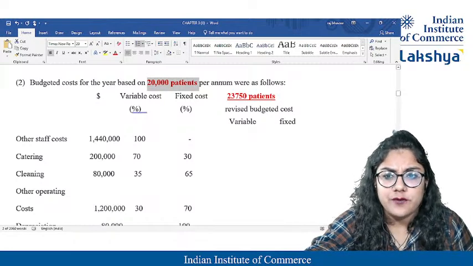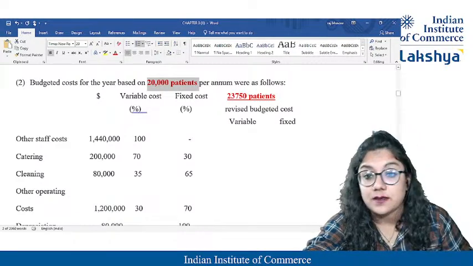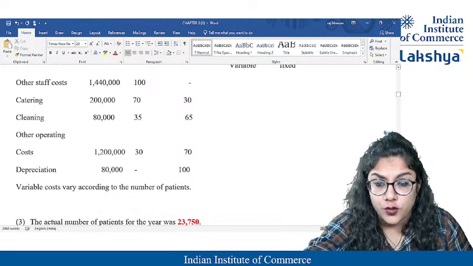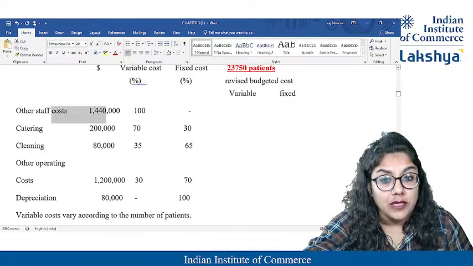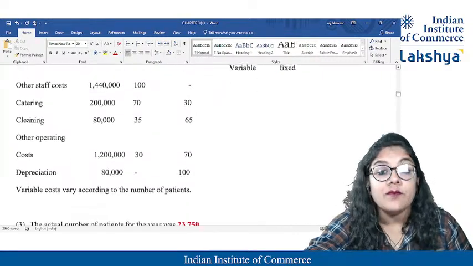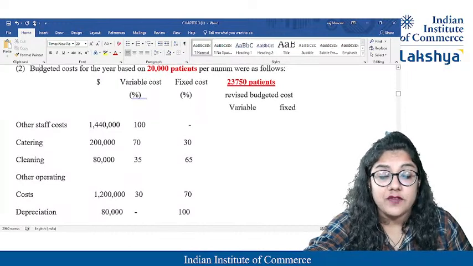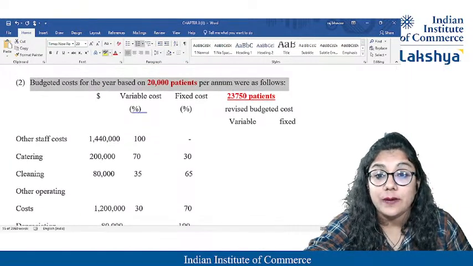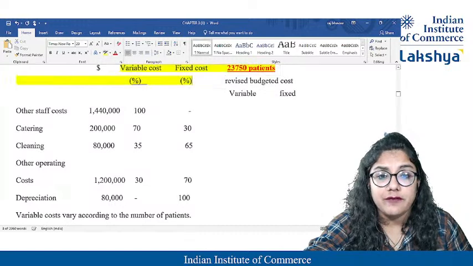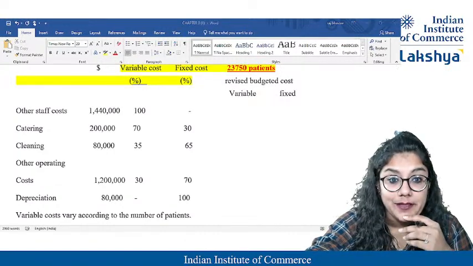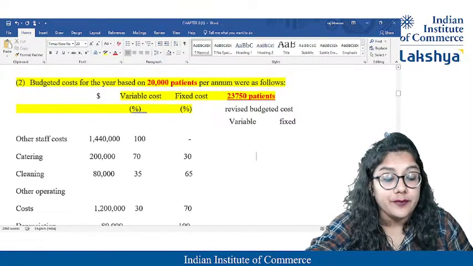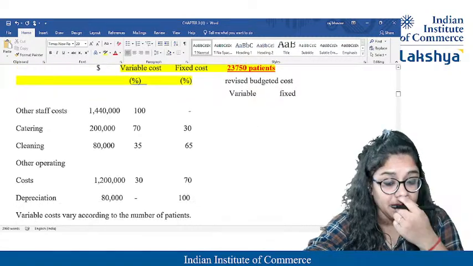What was the total cost for 20,000 patients? For my 20,000 patients, these are my normal budgeted costs. Some are variable and some are fixed, like other stuff cost of 14 lakh 40 was variable. Catering cost, cleaning cost, other cost, depreciation, etc. This is the budget I have made for only 20,000 patients, and somewhere we have variable cost, somewhere fixed cost. But actually, there were not 20K patients. The patients were more. The patients were 23,750. If I just join in like this, can you tell me?